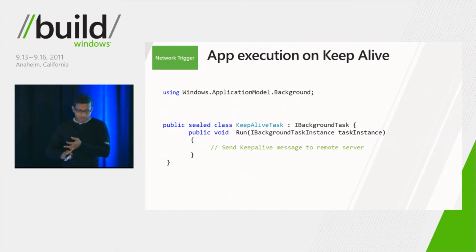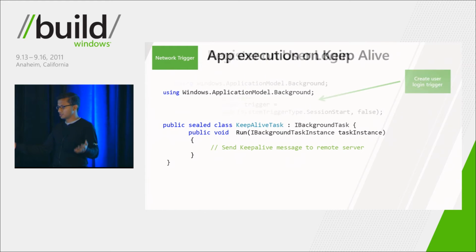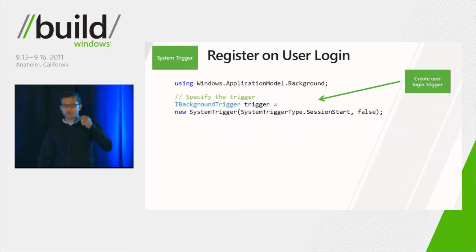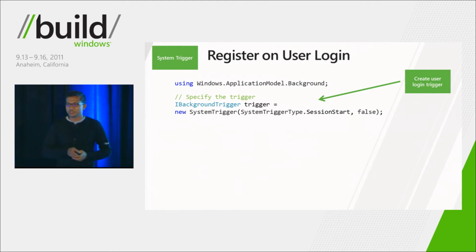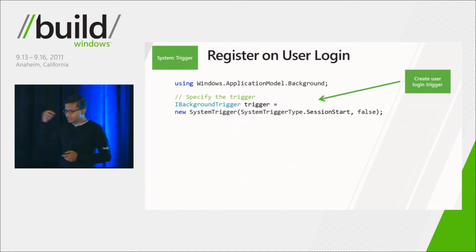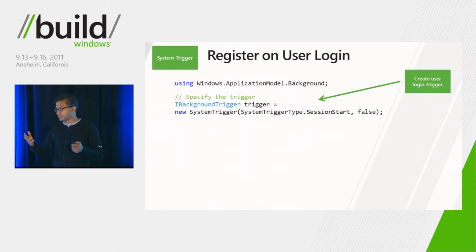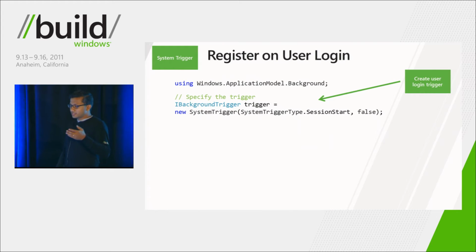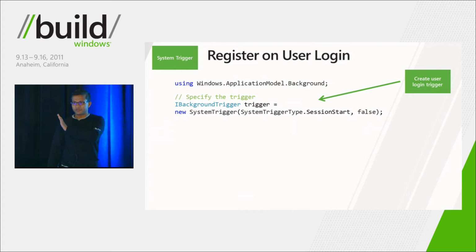Okay, so by doing this, you made sure that the control channel was established and kept alive, right? I told you about a second promise, which was the user login. When a user logs in, you wanted the application to be able to establish this control channel and make sure that your application is reachable when somebody sends a message to you. So this is the second type of trigger API that we're going to discuss. This is called the system trigger API.